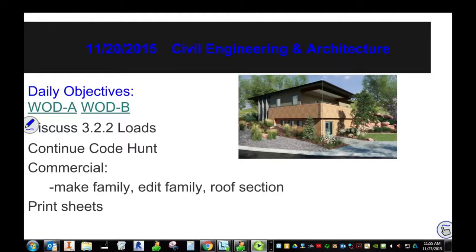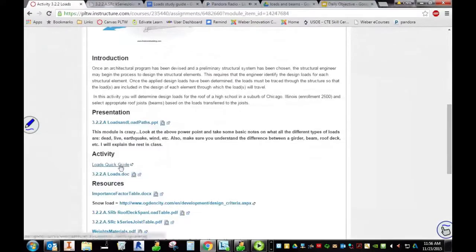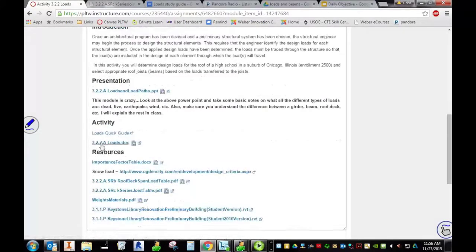All right, on 322, let's open a couple things. Go ahead and open, underneath activity, it says 322A loads document. We're going to want that one. And we're going to want weights and materials. It says weights materials PDF. We're going to want that one. And that's probably good for now.